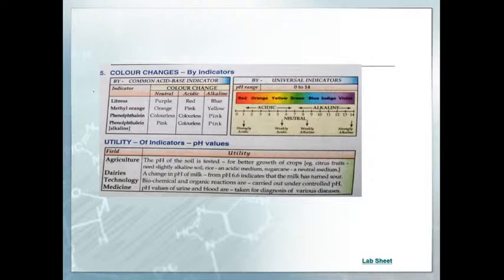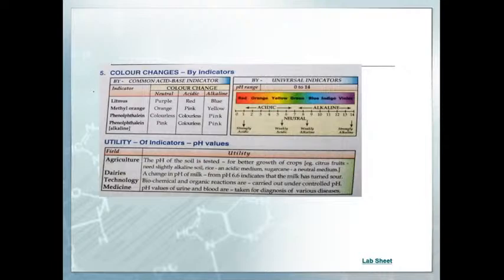The dairies need to check the pH, because they have to distribute milk, and if the pH of the milk goes down, the milk will turn to what? Sour in taste, right? So a pH of 6.6 indicates the milk has turned sour, right? And in technology, biochemical organic reactions are carried out under specific controlled pH. We know that if the pH changes, no chemical reactions are going to take place, so the medicine manufacturers have to take care of that, right?